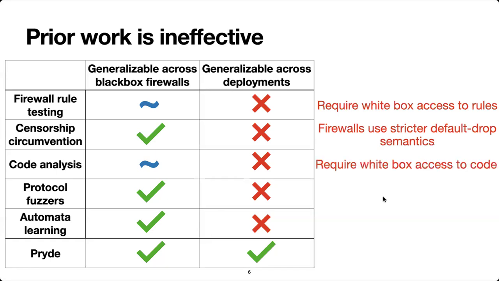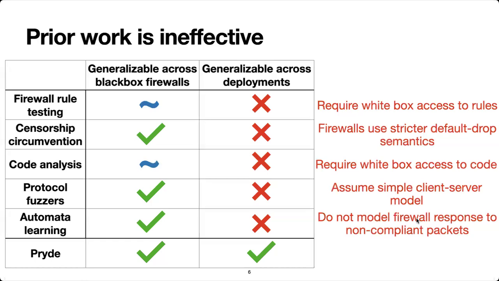Code analysis tools require white box access to code, which is why they're not practical. There are works on protocol fuzzing as well that are able to fuzz different network protocol implementations. However, they assume a very simple client server model and are not generalizable across different kinds of deployments, such as those with insider threats. There's also a class of work on automata learning. However, they do not model the firewall response to non-TCP compliant packets, which are exactly the kind of packets that we need to generate evasion attacks.